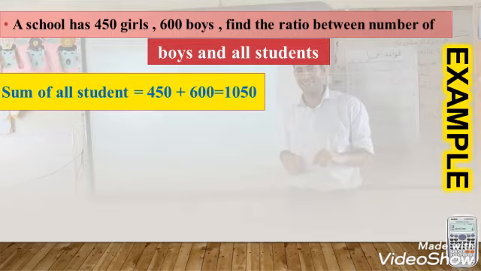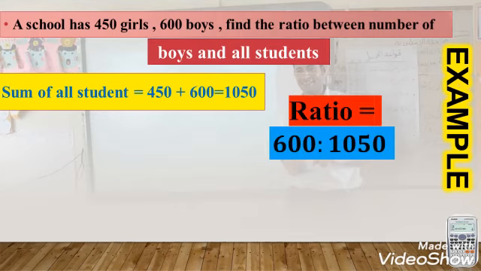Summation of all students equal 450 plus 600, and the result will be 1050. Now we find the ratio 600 to 1050.